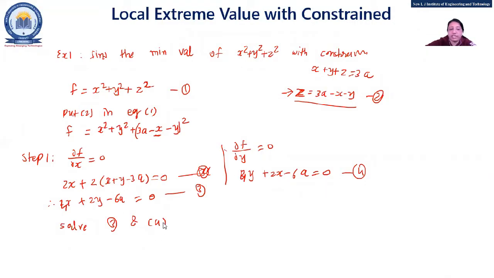Solve equations 3 and 4. That is 4x plus 2y minus 6a, and 4y plus 2x minus 6a. So what is the value of x and y? In any way you want, you can take 2 as a common factor and then calculate. Any way you can calculate, right? What is the value of x and y?